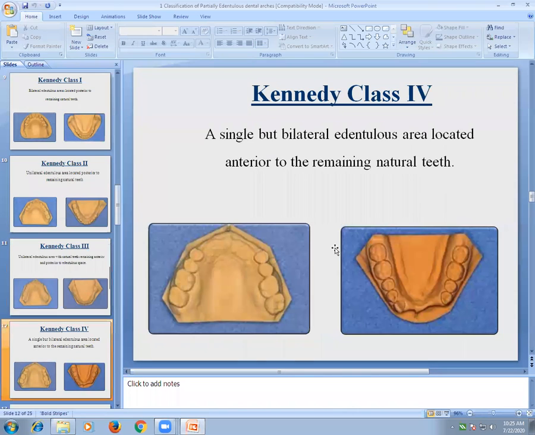This is class 3. In class 4, single but bilateral. This is the single area, but bilateral. Why is it bilateral? As it crosses the midline. Here also it crosses the midline. That's why single but bilateral edentulous area located anterior to the remaining natural teeth. That means posteriorly teeth are present in these arches. The edentulous area is a single but bilateral edentulous area located anterior to the remaining natural teeth. Here you can see.